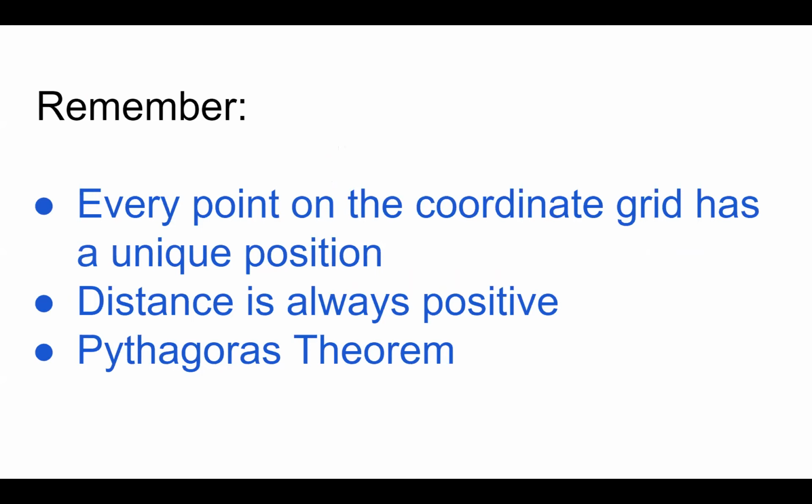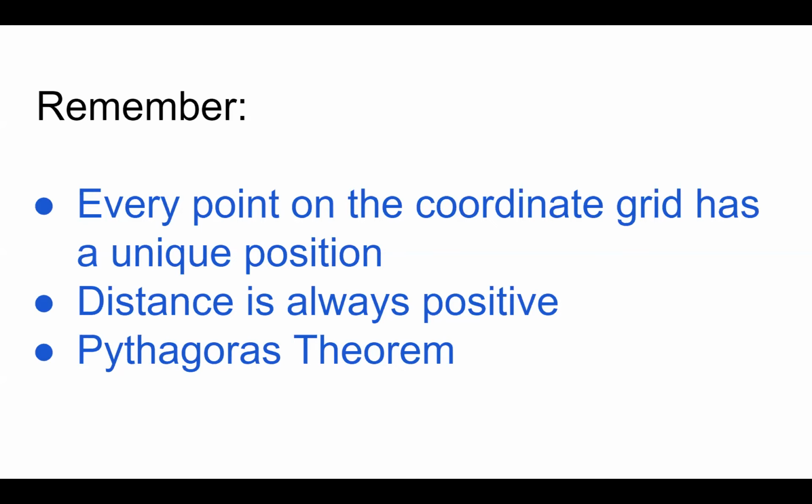The first thing that we have to remember is that the answer of a distance is always calculated by finding the position of any point on the coordinate grid. And to do so, we have to remember that every point is unique, the position of every point is unique, and two different points can never have the same position on the Cartesian plane.